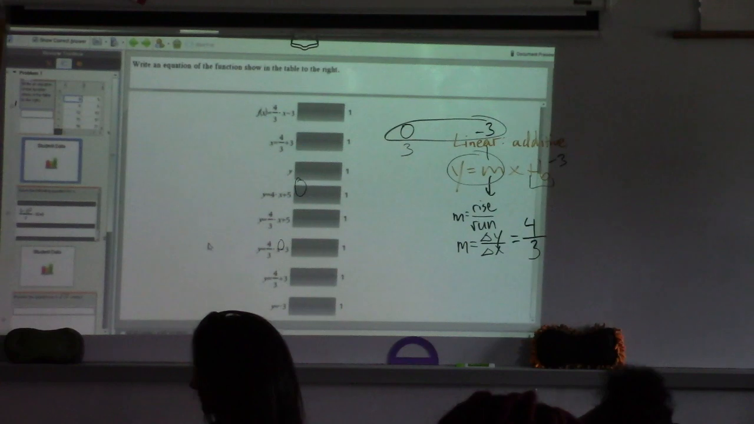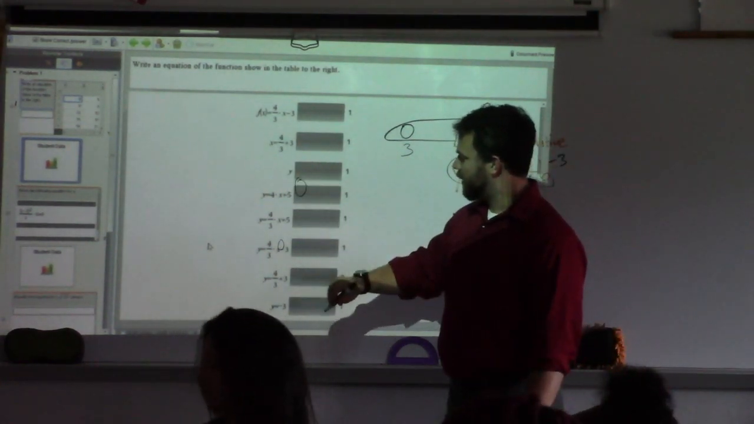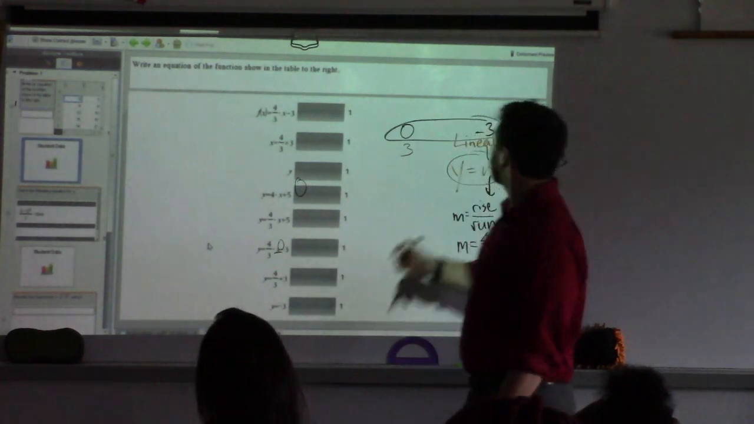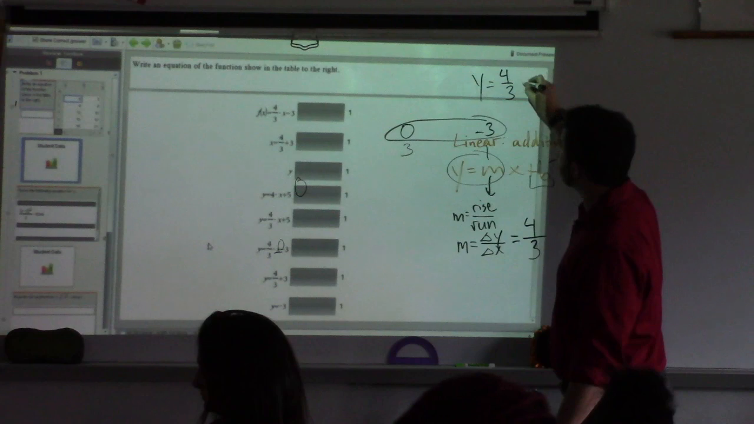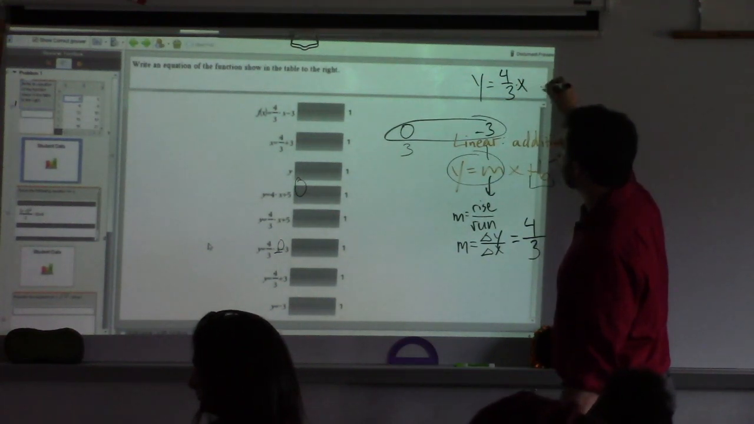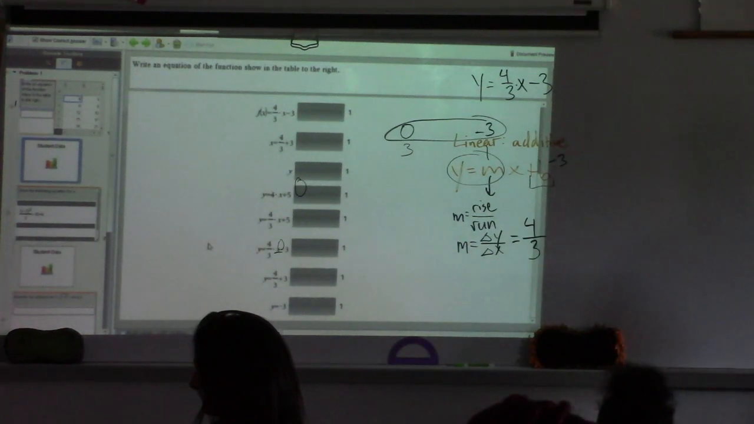Okay, a lot of us did pretty well there, but again, be careful, right? It's -3, and then we need an x. So once we identify that slope, y equals 4/3 times x, minus the y-intercept of 3. Let's do another one. We all good on that one?